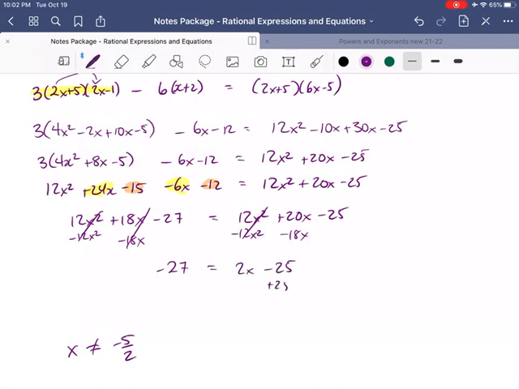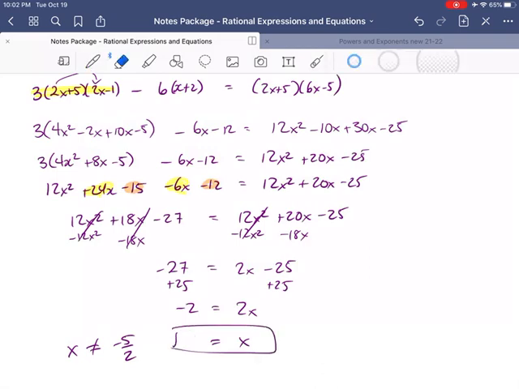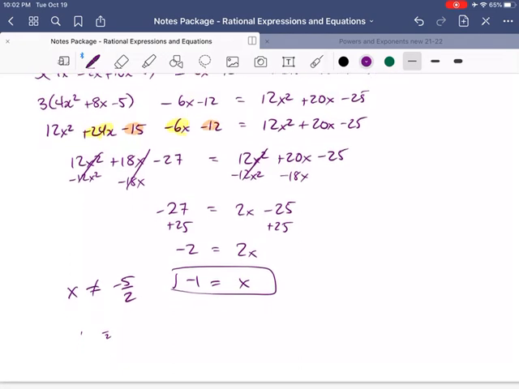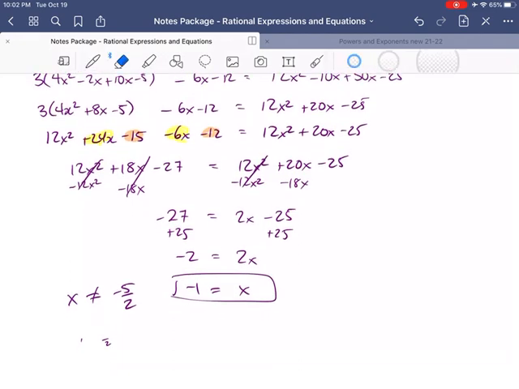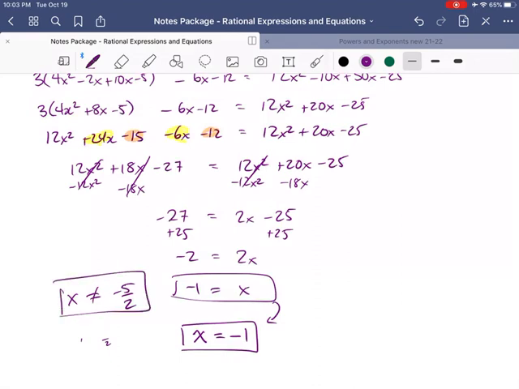Okay, and if we subtract negative 18x, we're left with negative 27 is equal to 2x minus 25. And if we add 25, we'll get 2x is equal to negative 2. So x equals negative, whoa, and I wrote that really poorly, negative 1. Okay. And so that's our solution. And you wouldn't write it in this form. You would rewrite it x equaling negative 1. Okay. So don't leave it like that. Put it in terms of x. Okay, so our x cannot equal negative 5 over 2, and our solution is x equals negative 1.